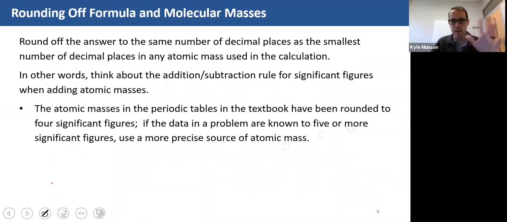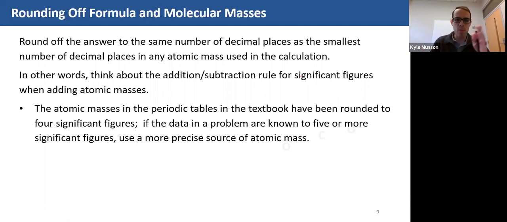Okay. So this is just rounding. Round off the answer to the same number of decimal places as the smallest number of decimal places in any atomic mass used in the calculation. Basically, we're still going to use the sig fig rules for addition and subtraction here. So, remember I said in that chapter that sig figs are going to be really important going forward. That's still true here.